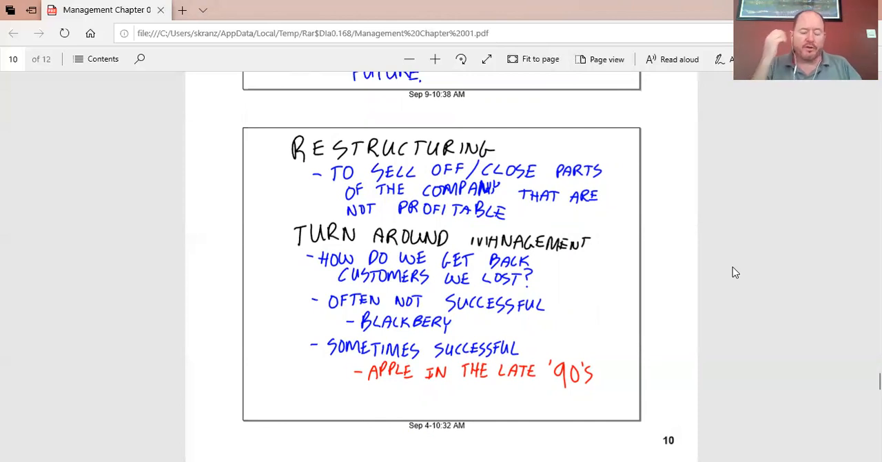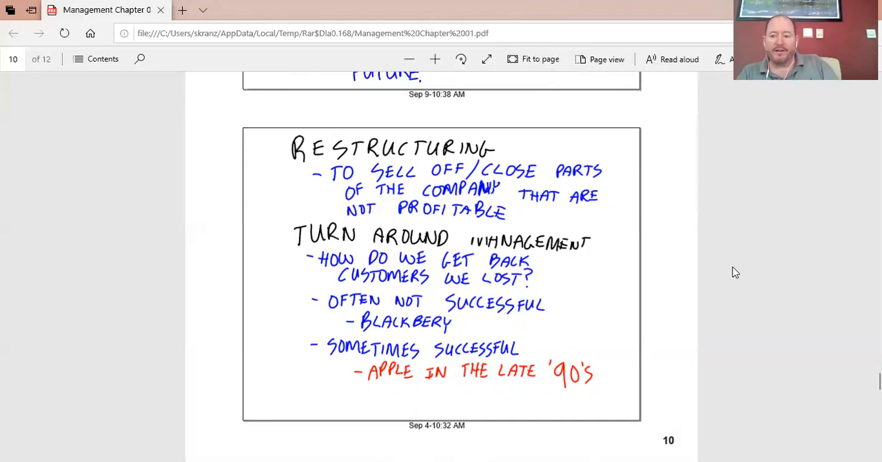Okay. The term turnaround management. Turnaround management is asking the question, how do we get back the customers we have lost? Sometimes companies are successful doing that. In the case of BlackBerry, they were not successful. They couldn't get customers back. An example of a company that was successful was Apple in the 1990s. This may be hard for you to believe, but there was a time in the mid 1990s where Apple was this close to going bankrupt.